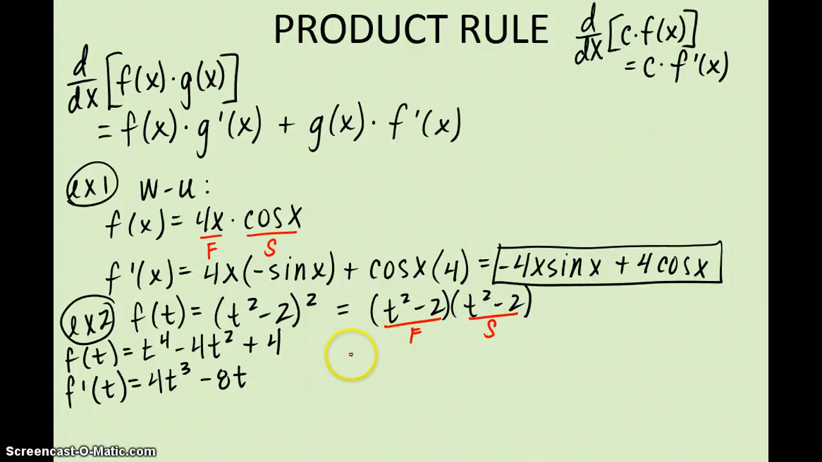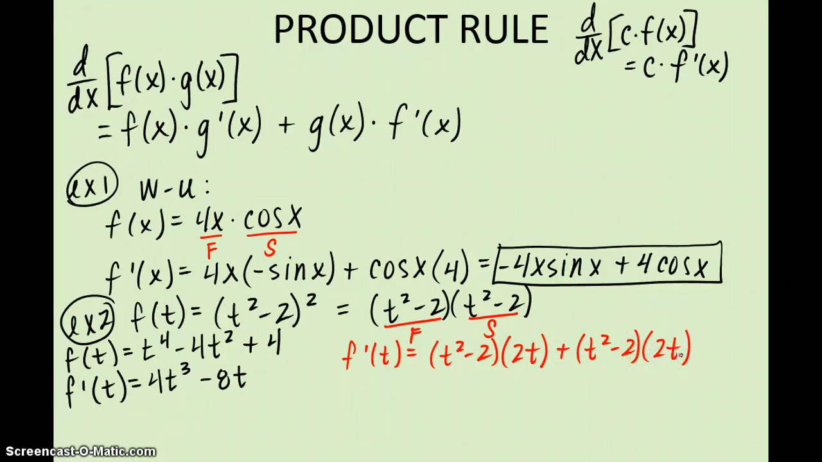So using the product rule, the derivative is first function times the derivative of the second function plus second function times the derivative of the first function. Now, we know how simple this answer is from expanding and then applying the power rule. So we have to be sure that we can in fact get it to be the same answer.